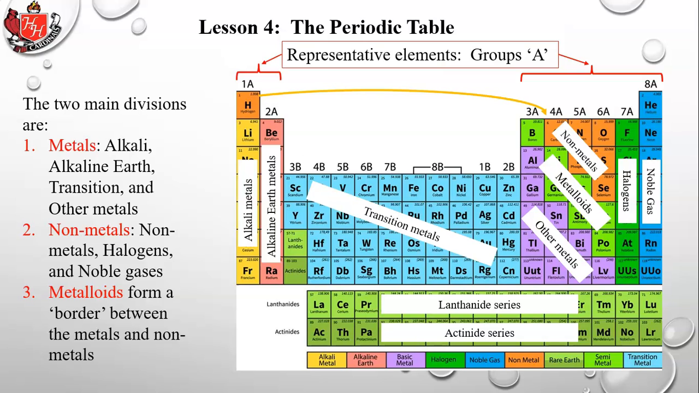The transition metals in the middle, we'll talk about them, but they're not quite as important to our discussion of basic chemistry. Down at the bottom, the lanthanide and actinide series are not important at all, and we won't be talking about those.